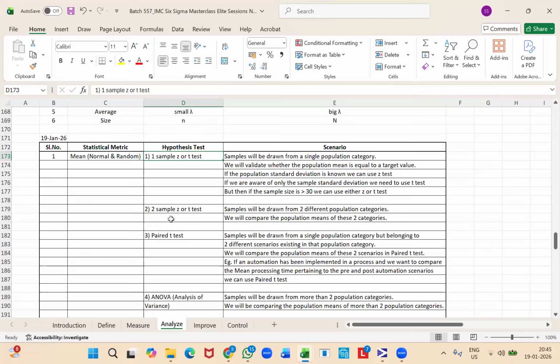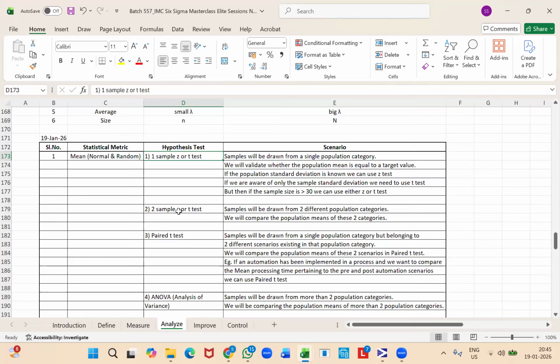That is the criteria. And if the sample size is in excess of 30, we can apply either Z test or T test. It will not make any difference. So the sample size is greater than 30, we can apply either Z test or T test. We will not see any difference, right? So this is the criteria that we need to apply for deploying Z test and T test, right? So this is as far as one sample mean test is concerned.